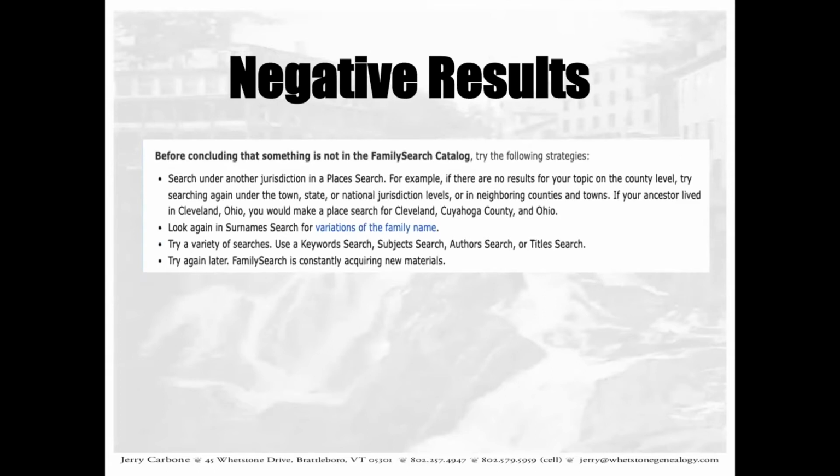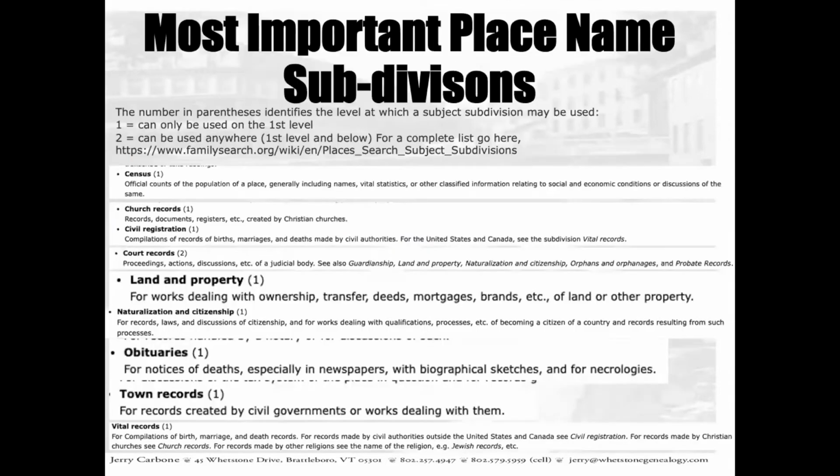And then their recommendation, if you're looking for surnames, look for variations of the family names, and then try varieties of searches. And it's true, they're always updating their catalog with new materials.